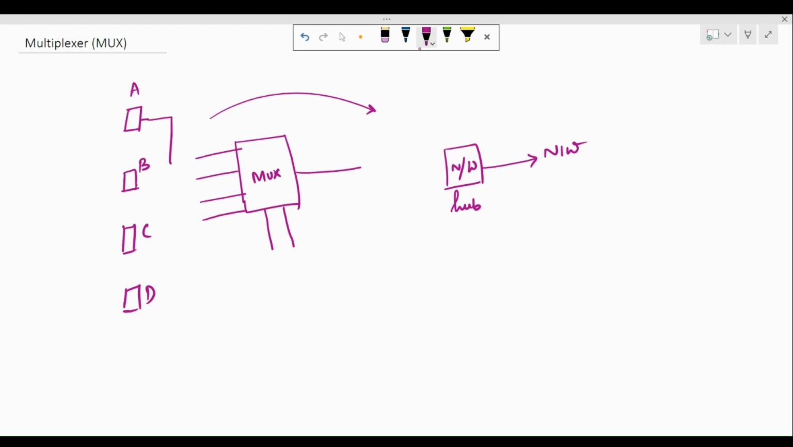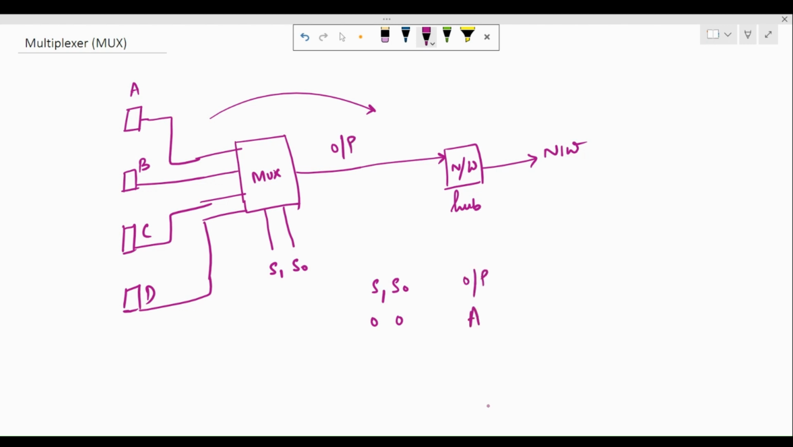So let's say we connect each of these inputs to the devices, and we have two control lines, say S0 and S1, and the output is connected to the network hub. This is how it's going to work. When S0, S1 is 0, 0, then the output is going to be the message transmitted by device A. When it is 0, 1, it would be the message from device B. When it's 1, 0, it will be the message from device C, and 1, 1, it would be device D.